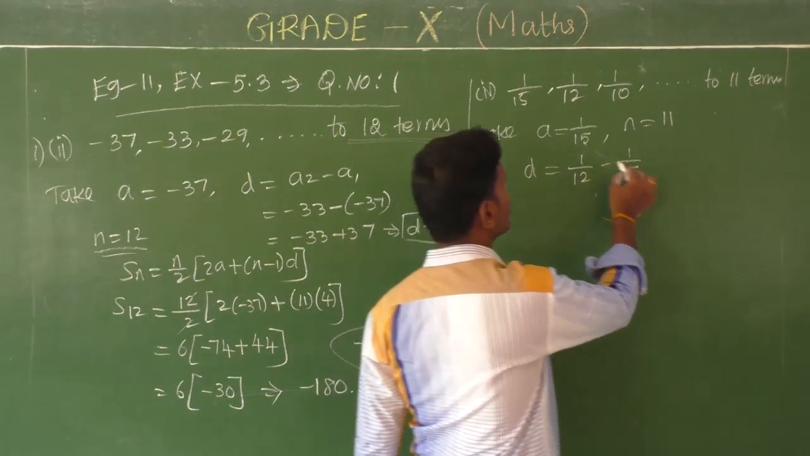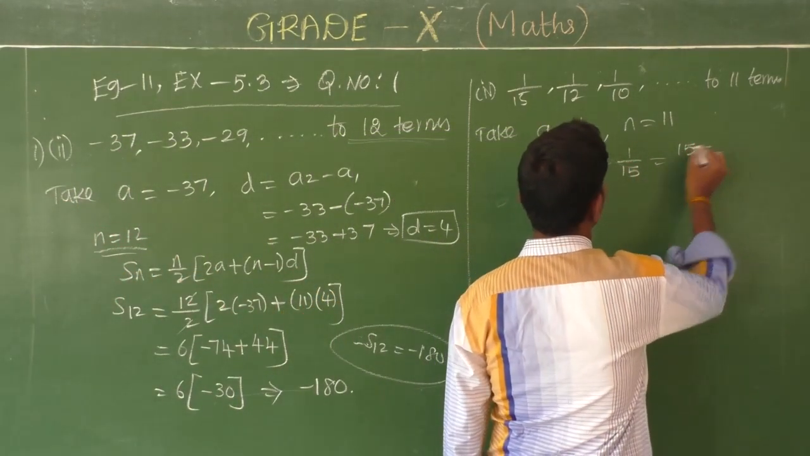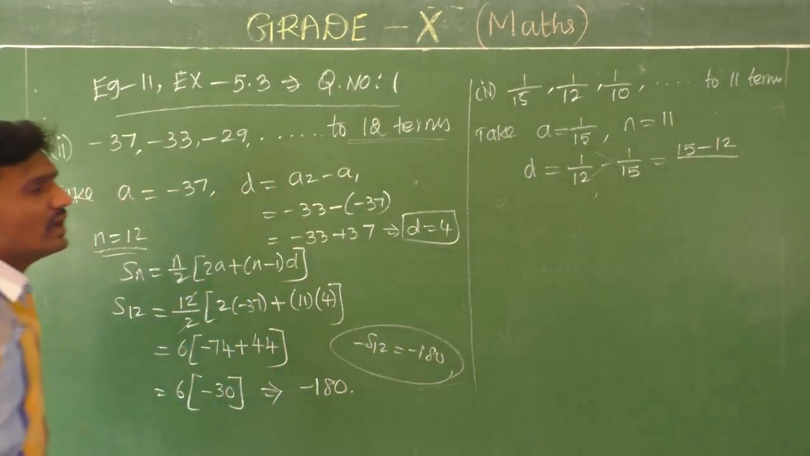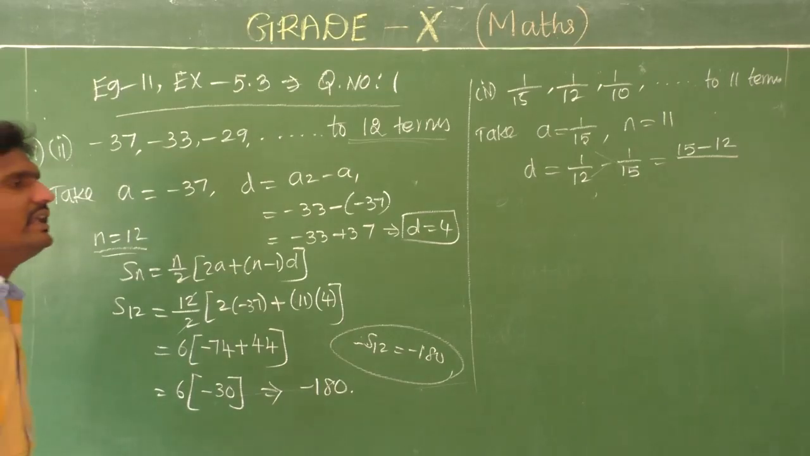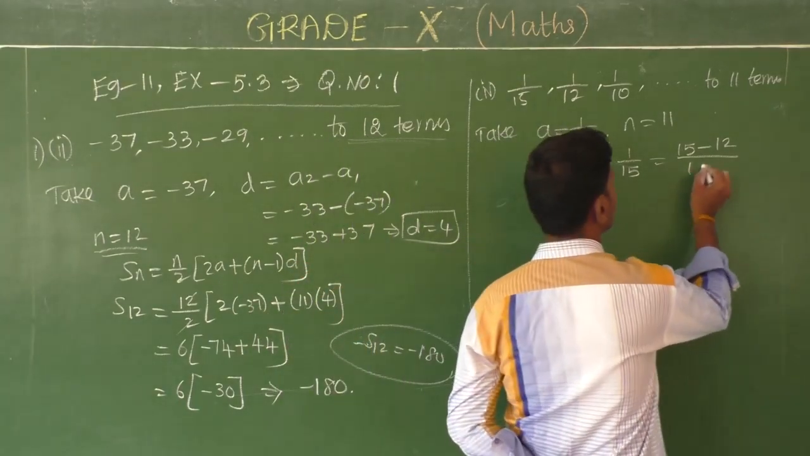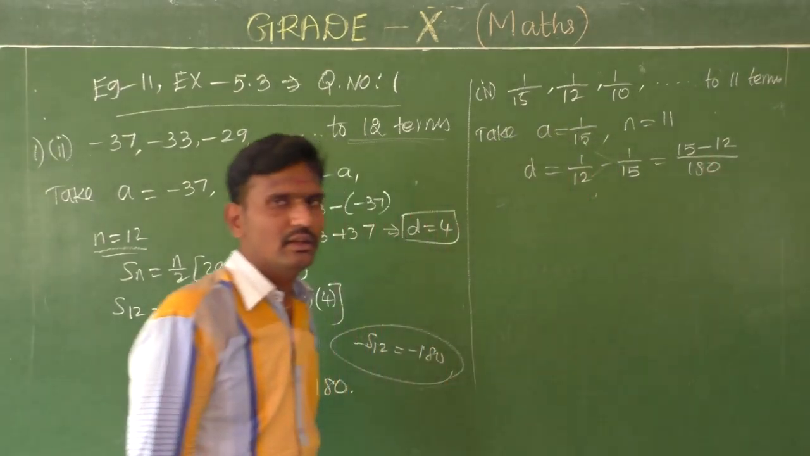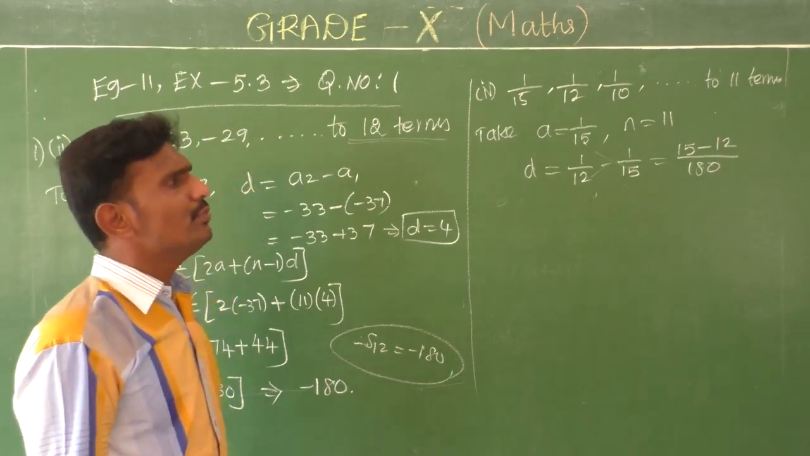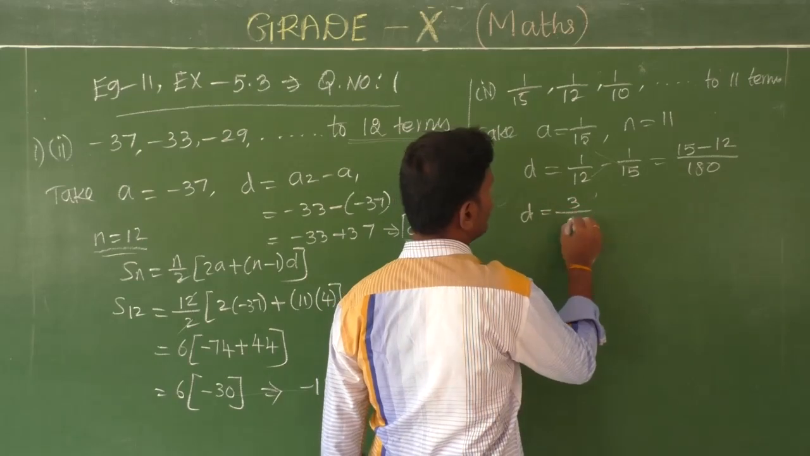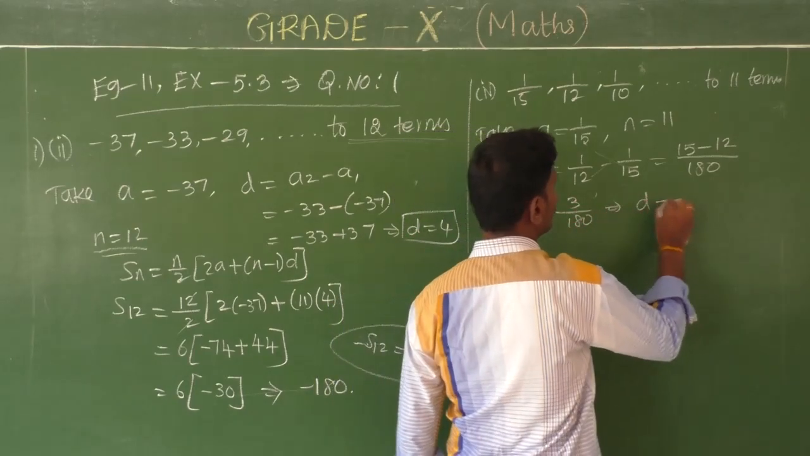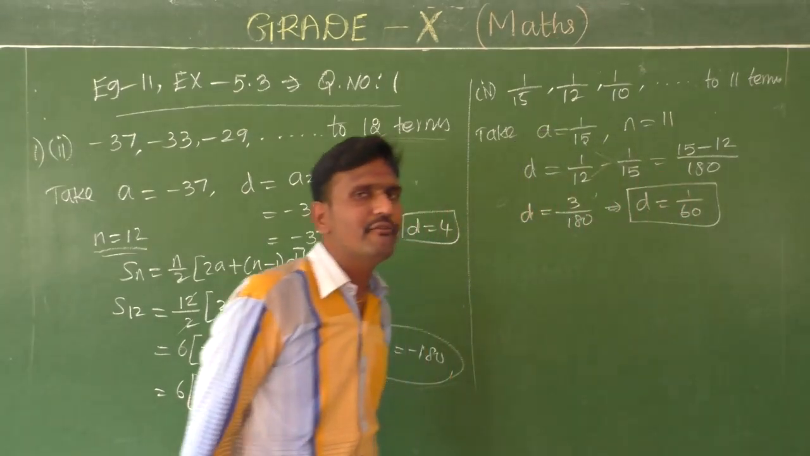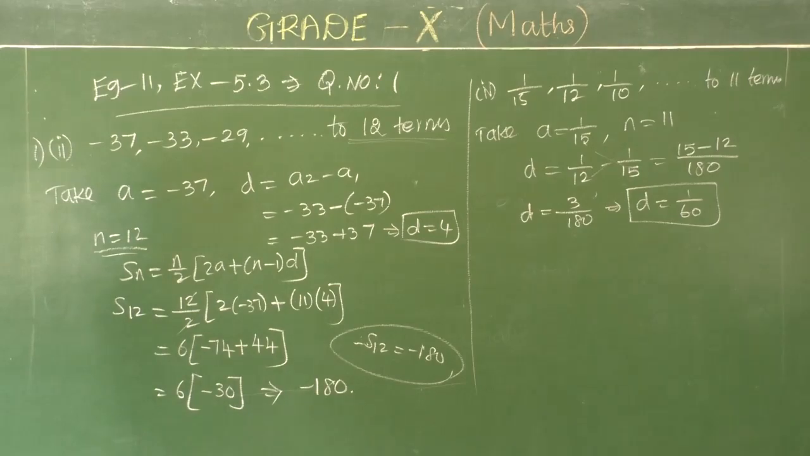Now I am taking a cross multiplication. 15 ones are 15 minus 12 ones are 12, whole divided by 12 into 15. So what will come? 15 tens are 150. Then 15 twos are 30. So 180. Check yourself. Now 15 minus 12, how much? 3. So d equals 3 by 180. Now I am going to simplify to get the answer 1 by 60. So this is your common difference.